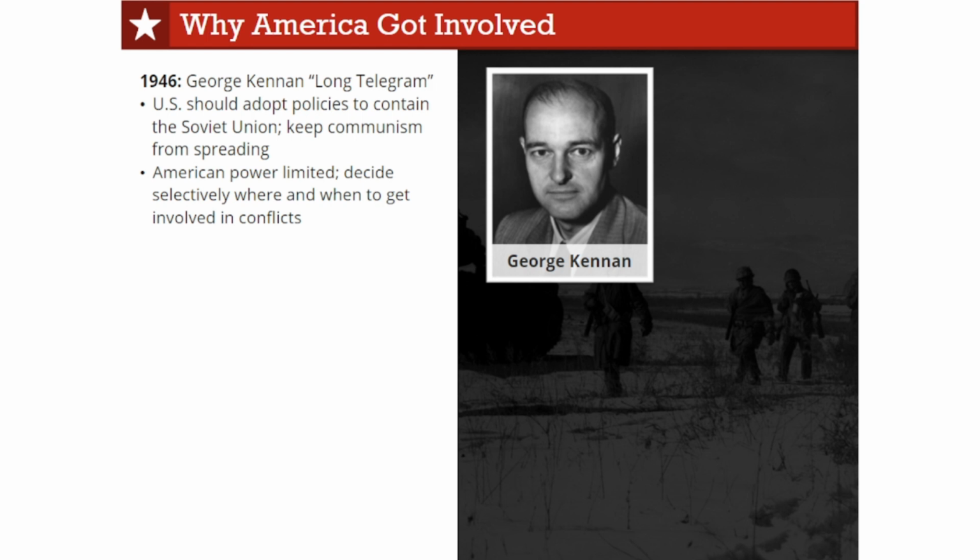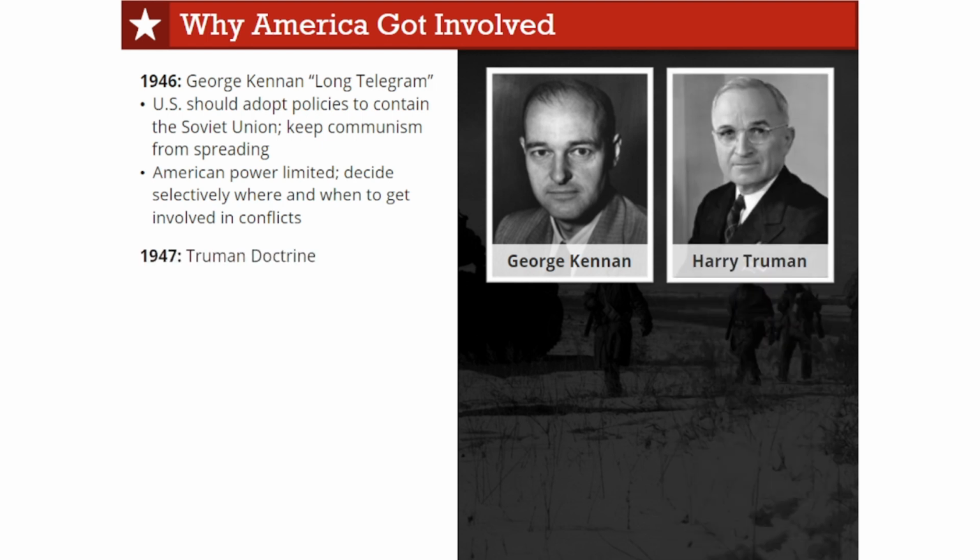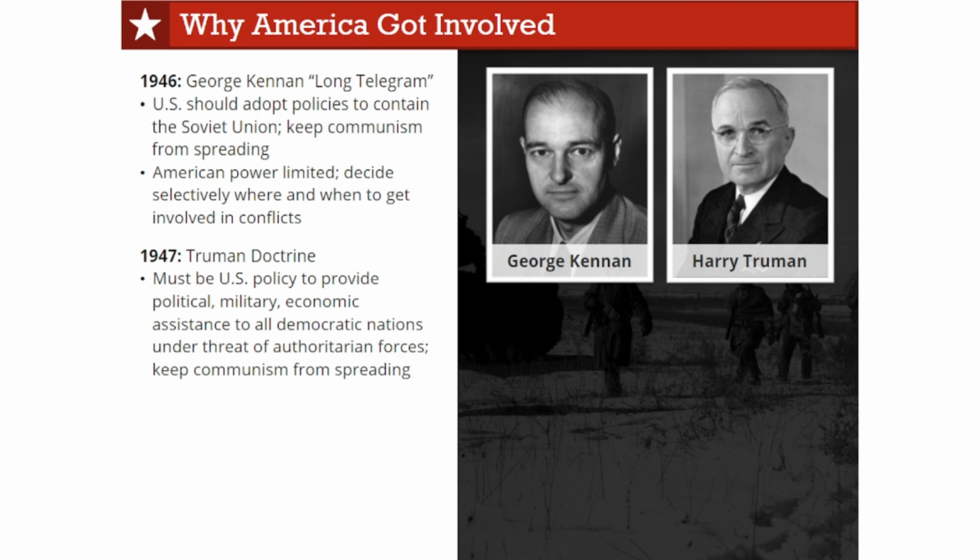However, Kennan believed that American power was limited, that not all crises were equally significant, and America had to decide selectively where and when it would get involved in conflicts. President Truman saw things a little differently. In 1947, he established what came to be known as the Truman Doctrine. He declared it must be U.S. policy to provide political, military, and economic assistance to all democratic nations under threat from internal or external authoritarian forces.